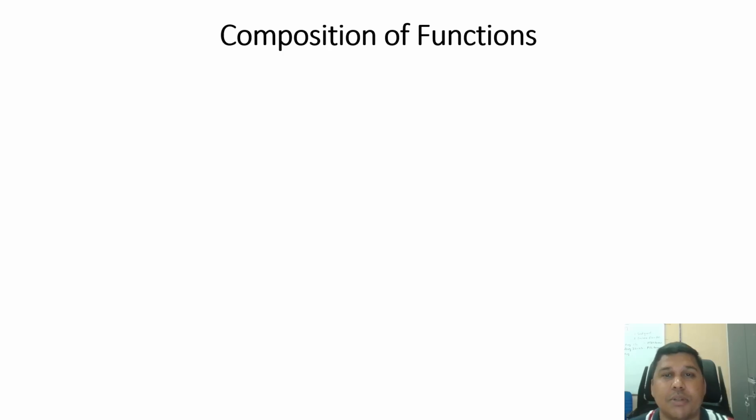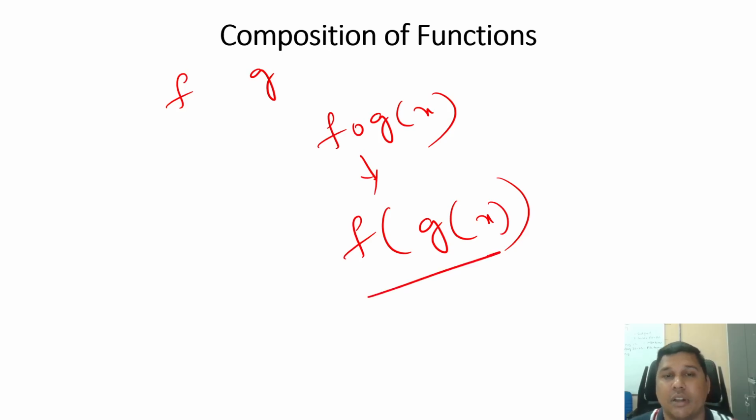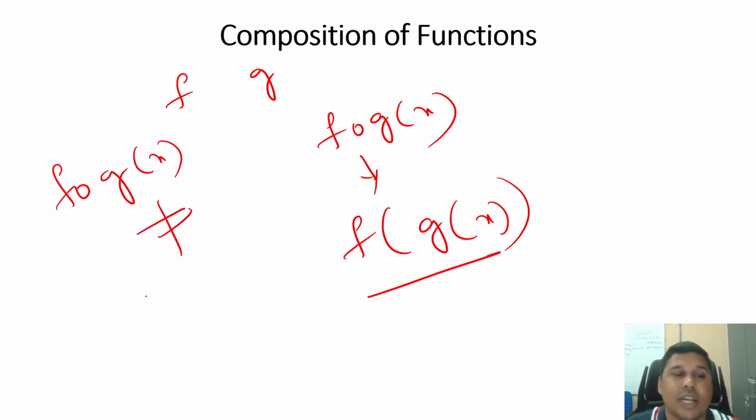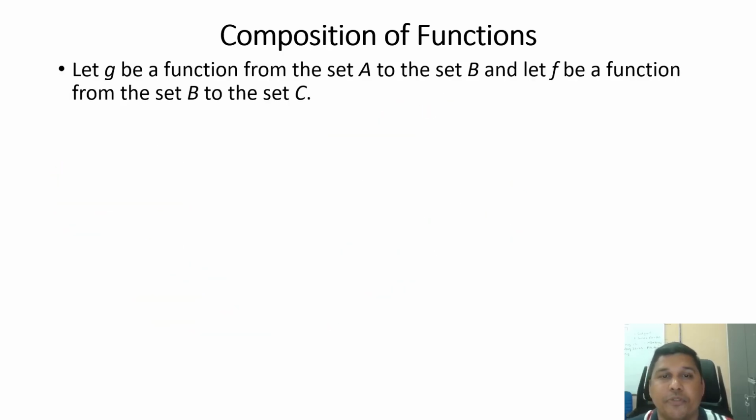So next concept, composition of functions. When you have two functions f and g, you can write f of g of x, which is nothing but f of g of x. Like this we have to write, that is composition of functions. And f of g of x is not equal to g of f of x. Both are different. The commutative property does not apply to composition of functions.